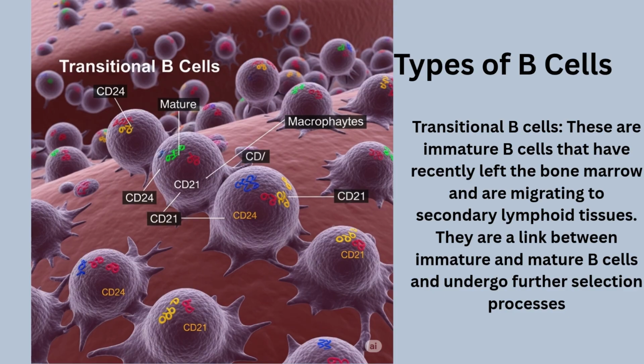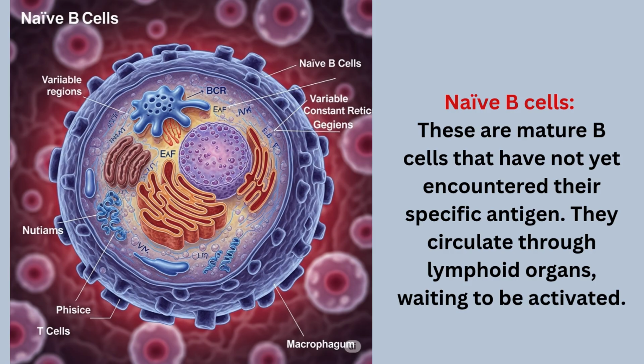Transitional B cells. These are immature B cells that have recently left the bone marrow and are migrating to secondary lymphoid tissues. They are a link between immature and mature B cells and undergo further selection processes. Naive B cells. These are mature B cells that have not yet encountered their specific antigen. They circulate through lymphoid organs, waiting to be activated.